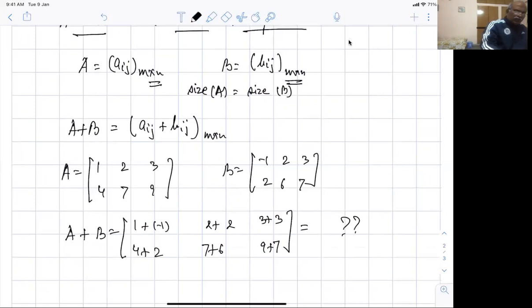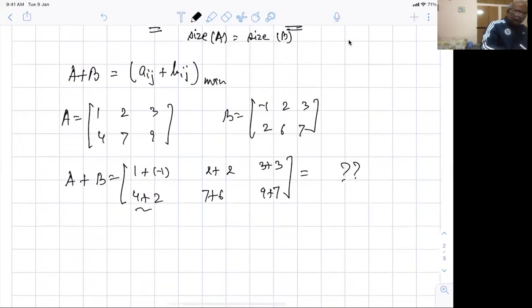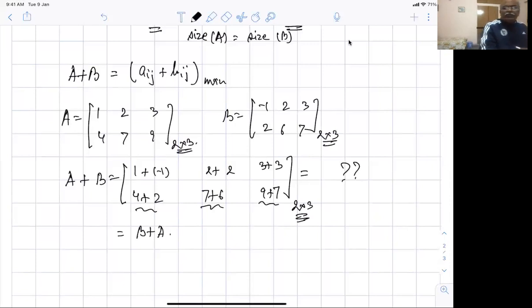Fine. So I'd like you to check that these numbers are real numbers and therefore they commute, and therefore I can also write it the other way around, and therefore I'll get that this is same as B plus A. Important thing, as I said, this is a 2 cross 3 matrix. This is also a 2 cross 3 matrix. And therefore this is also a 2 cross 3 matrix. The size of the matrix has to be the same when I want to talk of addition of matrices.